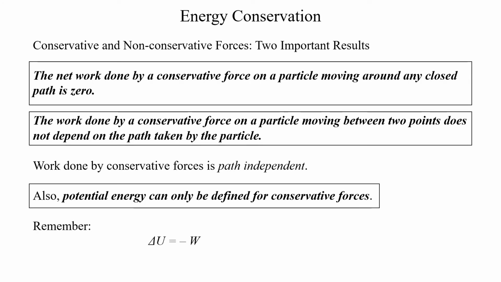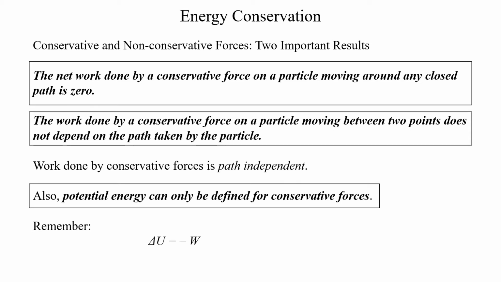So here are two important results. The first box: the net work done by a conservative force on a particle moving around any closed path is zero. So if we start and stop at the same point, the net work done is zero. The second important point is that the work done by a conservative force on a particle moving between two points does not depend on the path taken by the particle. It only depends on the endpoints, the beginning point and the end point. It doesn't matter how we got from one place to the other. So the work done by a conservative force is path independent.